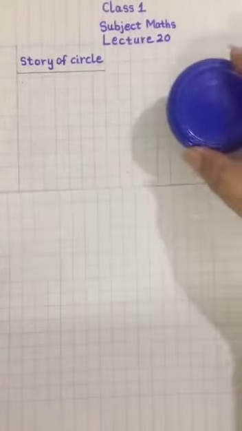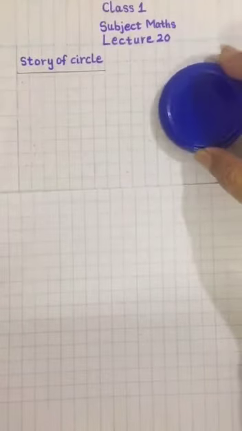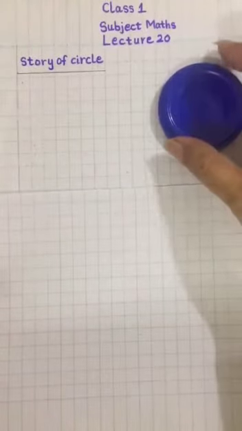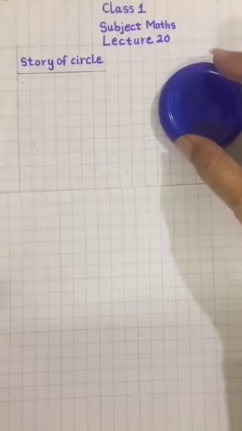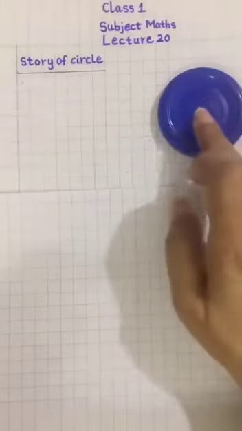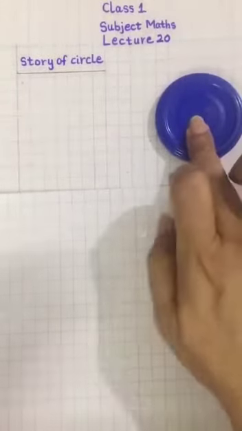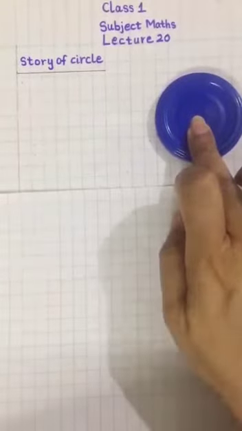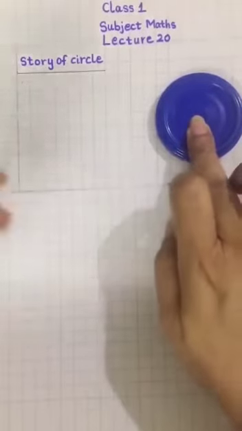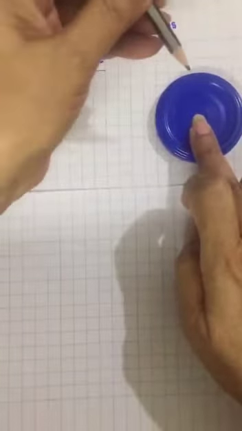Now children, you have to put circle on your neat copies on this page and trace it like this.